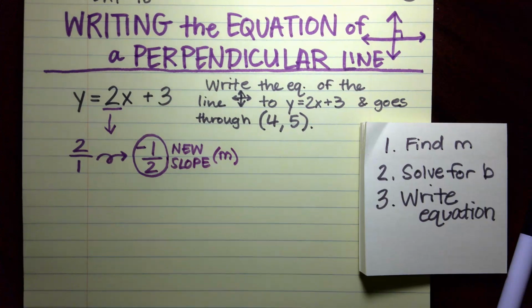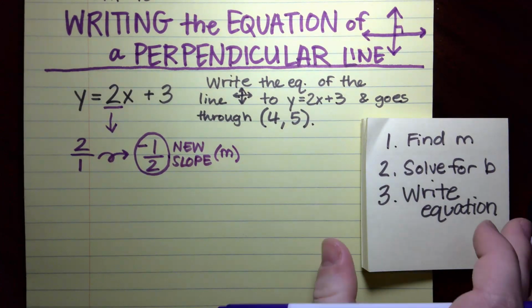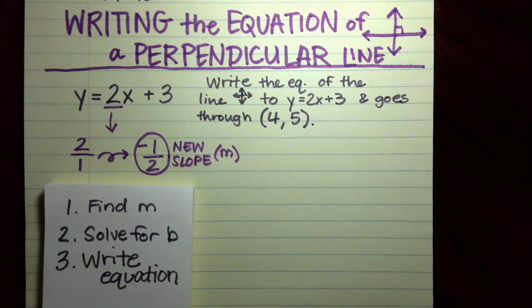So we have a slope. We're done with step 1. That wasn't so bad. Now we need to do step 2, which is to solve for b, or to find that y-intercept.